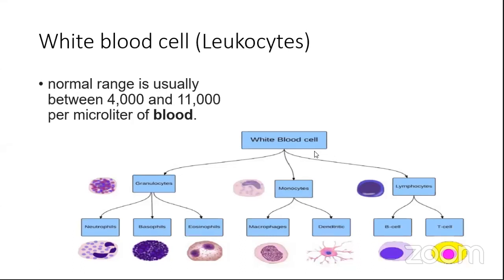We have two more types of white blood cells: monocyte and lymphocyte. Monocytes give rise to macrophages and dendritic cells. Lymphocytes, you may have heard this word, have two types: B cell and T cell. The lymphocyte has a larger nucleus than any other white blood cell. So the lymphocyte has two types, one is B cell, another one is T cell.